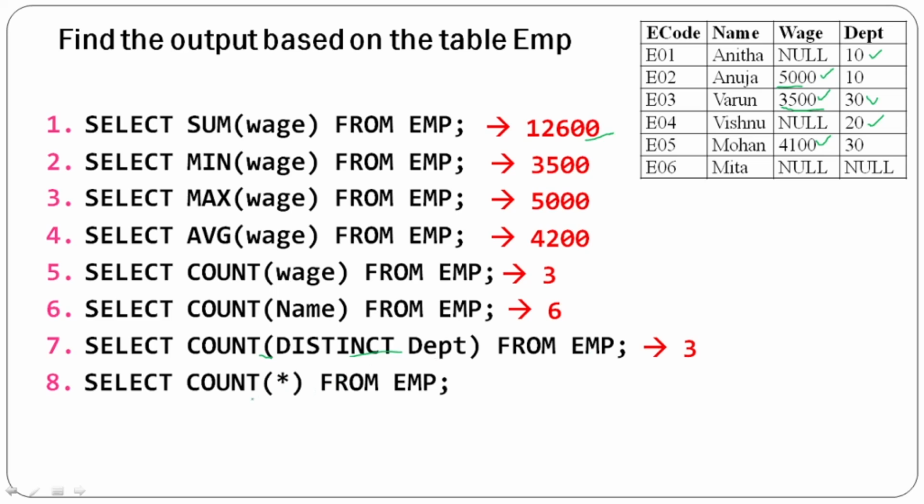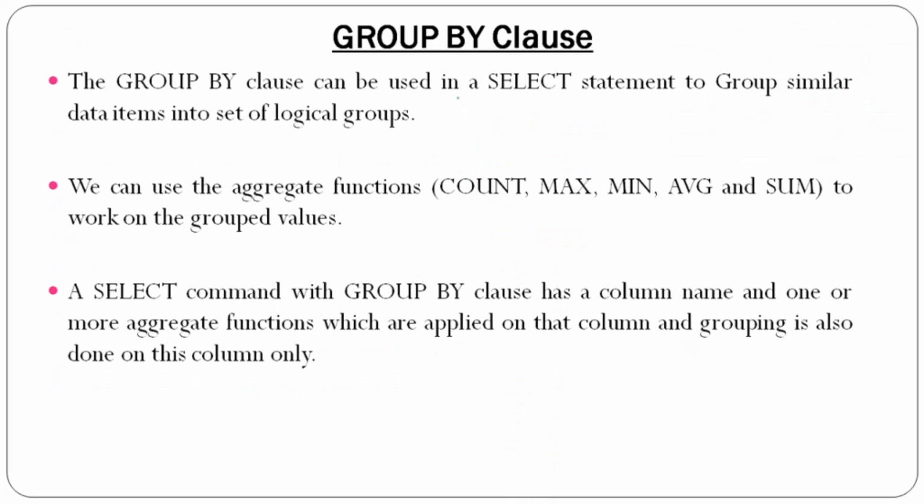SELECT COUNT(*) FROM EMP. COUNT(*) returns the number of rows. The output will be 6. Next we are going to discuss the GROUP BY clause.